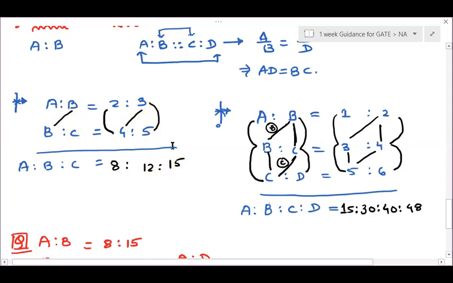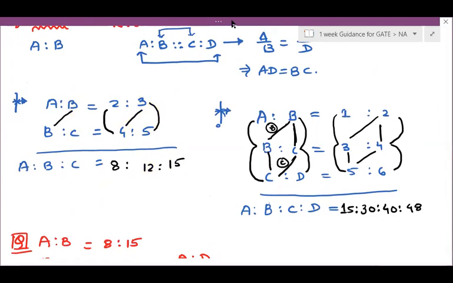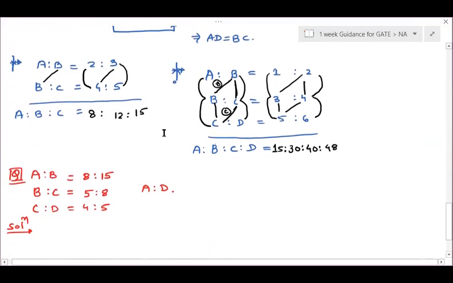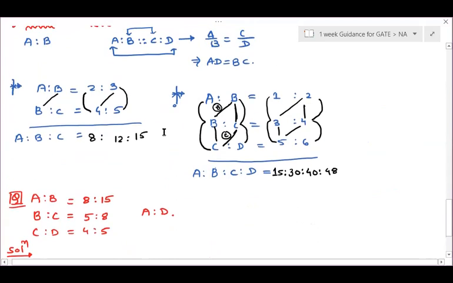Zoom out. Is it not clearly visible? Should I zoom out the screen? If I zoom out, this will be like this. Is it okay now? Okay. So see here.